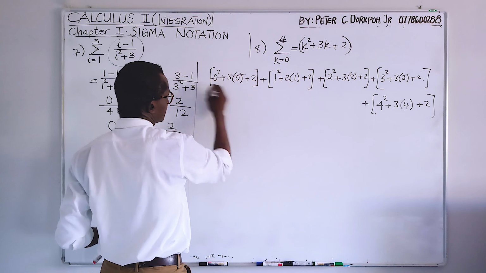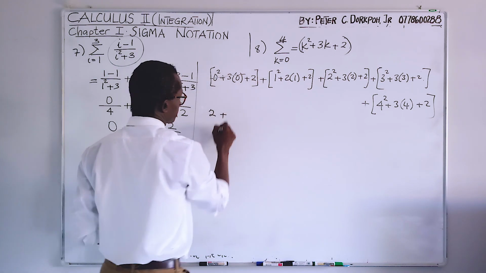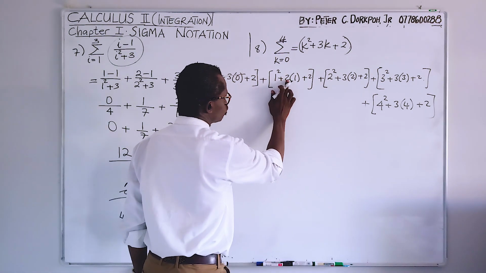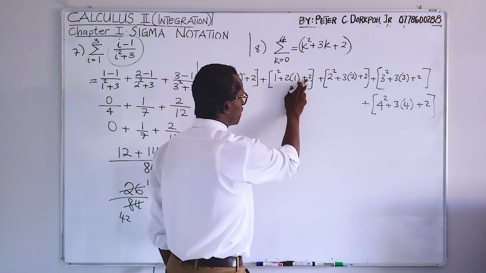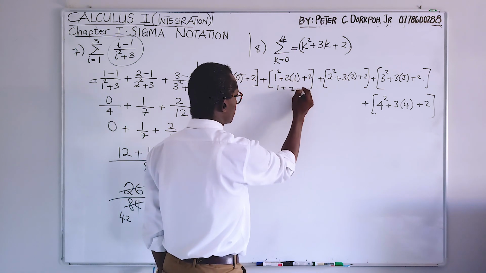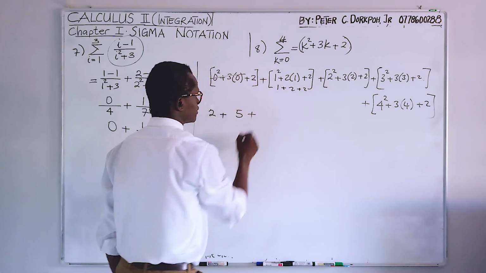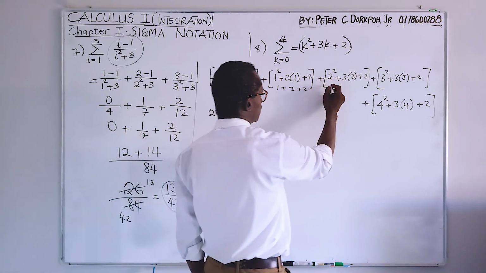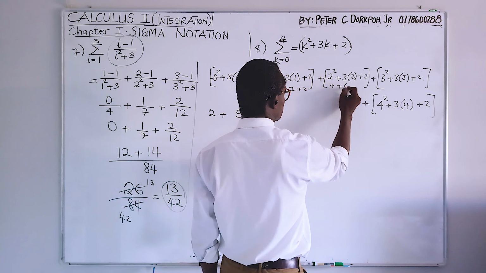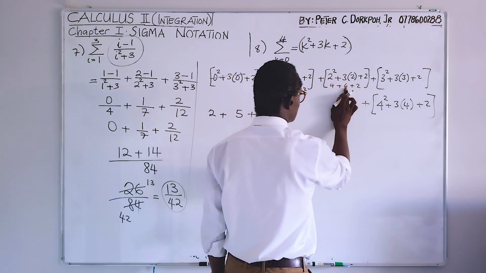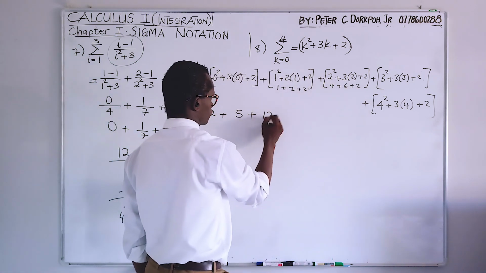So this whole thing is just 2. Here is 1, 3 times 1 is 3, plus 2. So it's 1 plus 3 plus 2, which is 6. Plus, this is 4. So it's 4 plus 6 plus 2. This is 10 plus 2, 12.